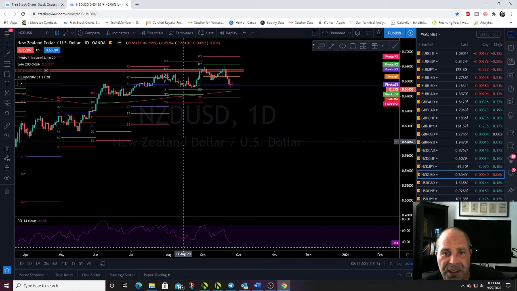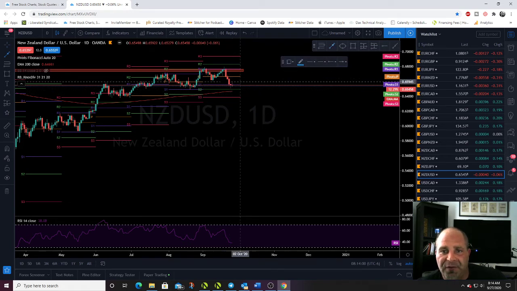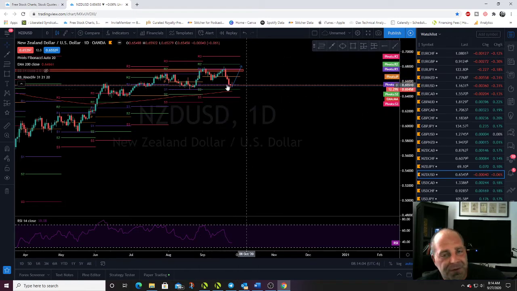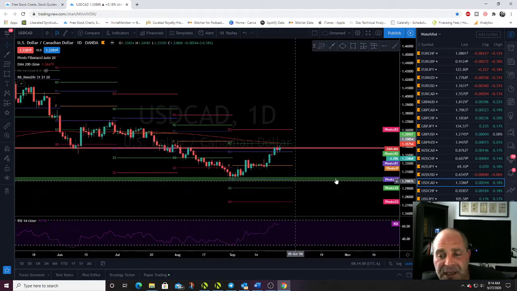All right, NZD USD, we're sitting right on S2, the monthly S2, S1, and the 200 period moving average. It's setting up for a good long buy run, or we're just going to have to wait to see if it breaks down. USD CAD, same thing, but opposite.